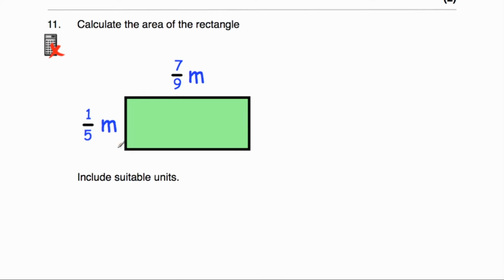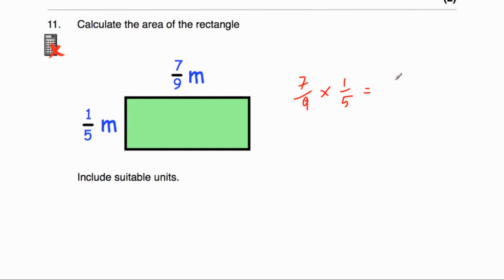So our next question, we've got this rectangle. It's got a length of 7/9 of a metre and a width of 1/5 of a metre. We've been asked to work out the area of the rectangle and to include suitable units. So in this question, to find the area of the rectangle, we do the length multiplied by the width. So we're going to need to do 7/9 multiplied by 1/5. And we'll just work that out.